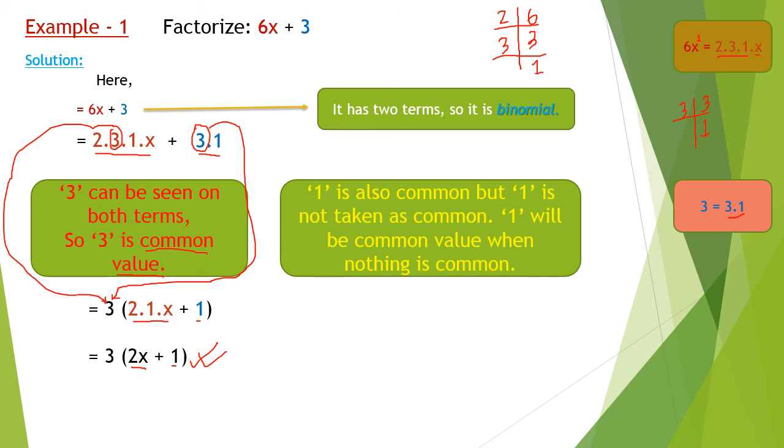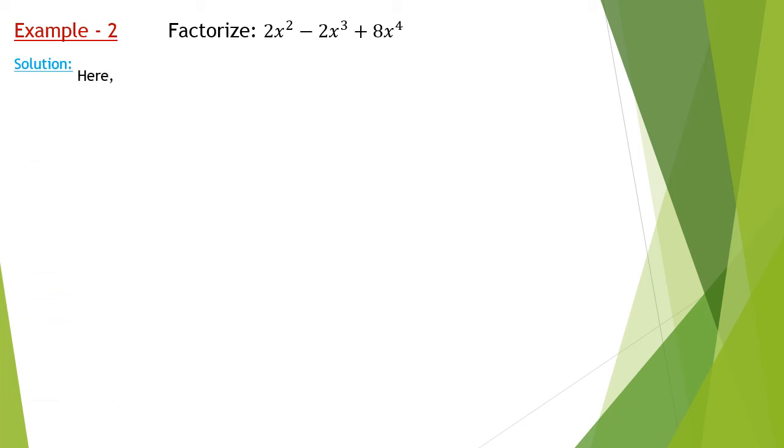Now let's see an example. It's of trinomial. There are 3 terms, so it is a trinomial. Now solution. As we did on binomial, we are going to focus only on one term at a time. There are 3 terms. Our entire focus will be on one term, and then on another term, then on another term. Let's do it. This is our question.